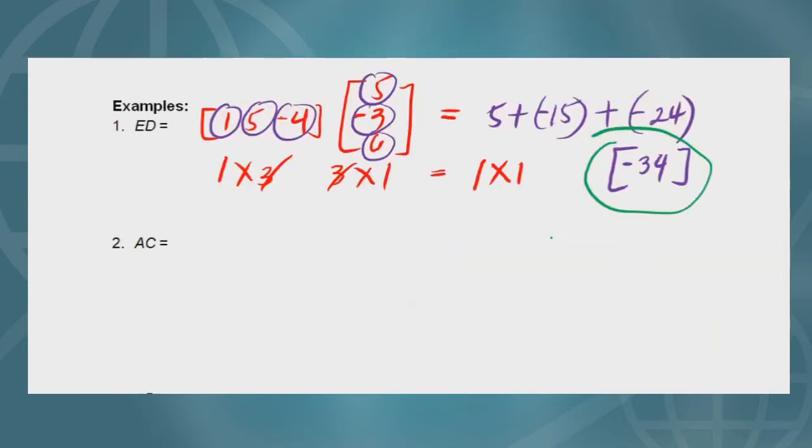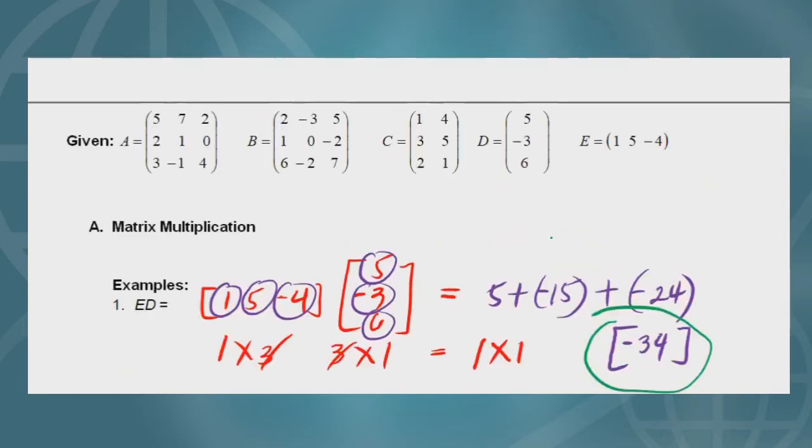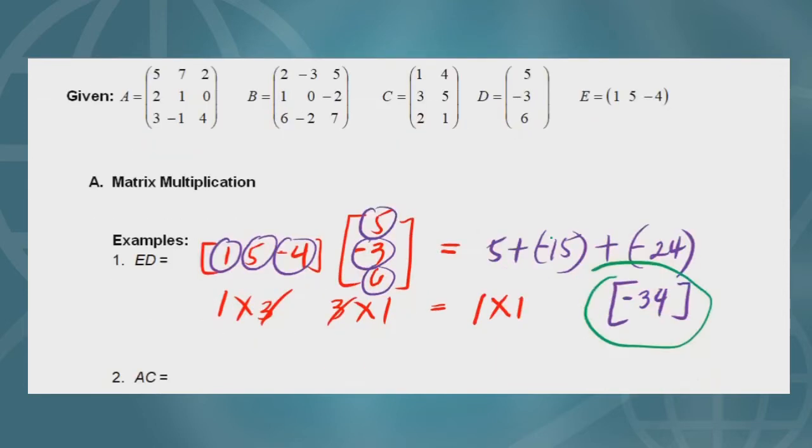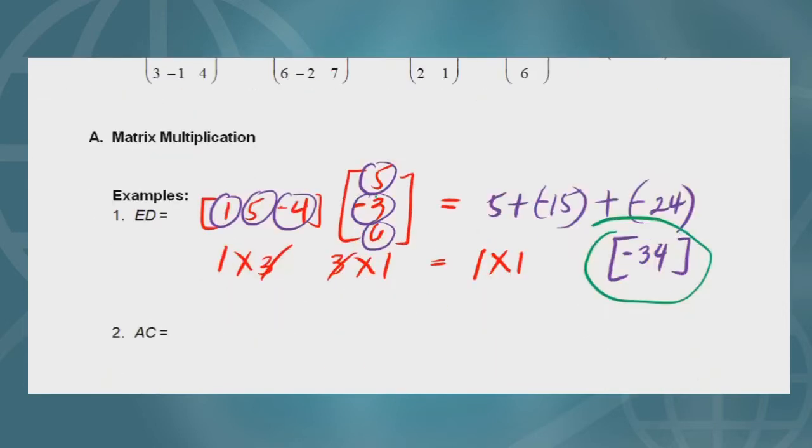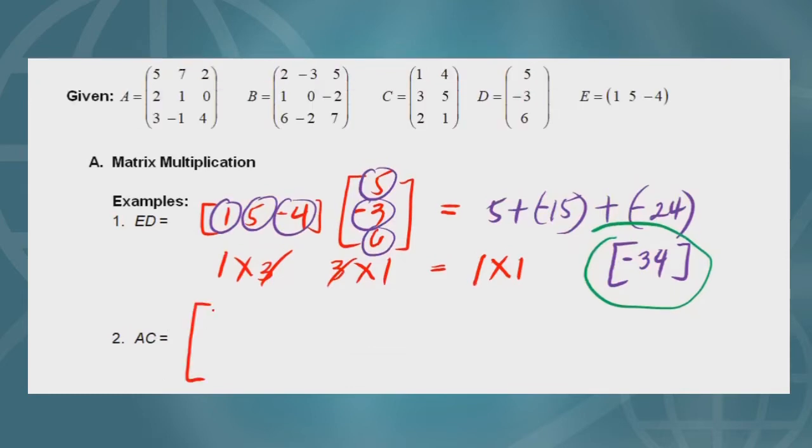Next, let's multiply matrix A to matrix C. Matrix A is 3 by 3, matrix C is 3 by 2. So let's copy matrix A. Matrix A has entries of 5, 7, 2, 2, 1, 0, 3, negative 1, 4, multiplied by matrix C given by 1, 3, 2, 4, 5, 1.